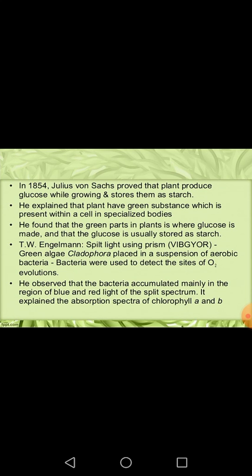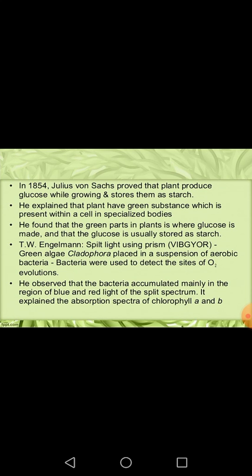Okay, and then after that T.W. Engelmann performed one more experiment. Actually, what he did, he split the sunlight with the help of a prism. As we know that sunlight is composed of 7 different colors, VIBGYOR, and he used a green alga, Cladophora, and placed it in a suspension of aerobic bacteria.